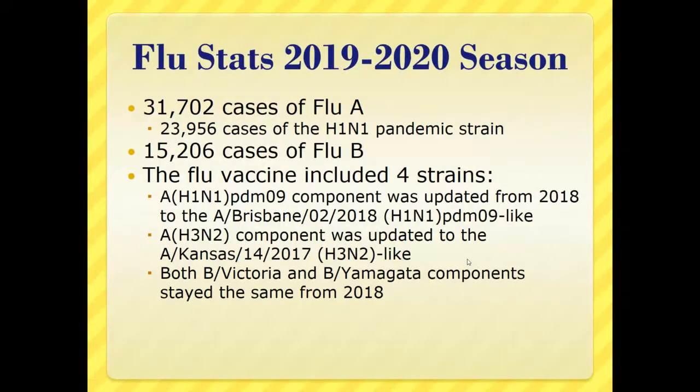Now, in the 2019-2020 flu season, so this would have been last year's flu season, there were 31,000 cases of flu A. Almost 24,000 of those were of the H1N1 pandemic strain. So it became a pandemic in 2009, and it's kind of stuck around. A lot of the flu A that we see is still this H1N1 pandemic strain from 2009.